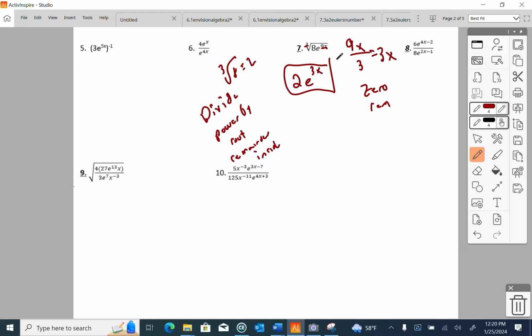Way to listen, Kaylee. All right, number 8. I didn't do one of these in class with second period, but I did the rest of the day. 6 over 8, everybody knows, is 3 over 4. Think about this property where we subtract exponents. There's more up top. So e to the 4x minus a 2, minus 2x minus a 1. 4x minus 2x is 2x. -2 minus -1 is -1. Still sitting pretty over 4.